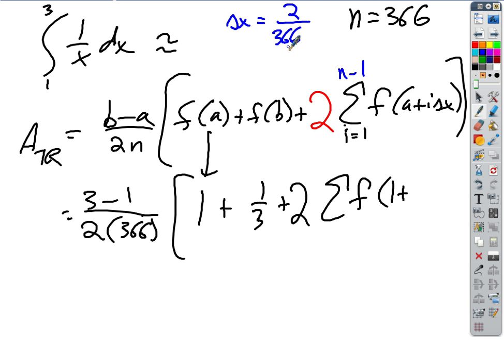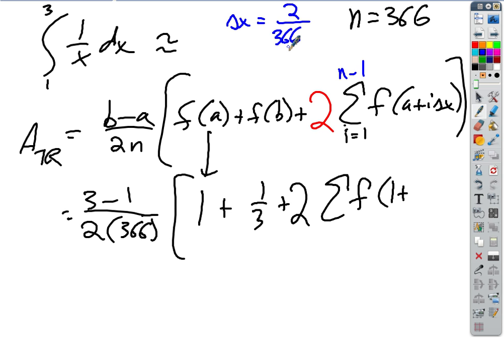Don't you have to flip it around? Isn't it 366 over 2? No, that's out here. This is a 2n. Oh, okay. Delta x is the same as it always was, just b minus a over n: the width of the interval divided by the number of trapezoids. So it's got to be tiny, right? Delta x is going to be really small.